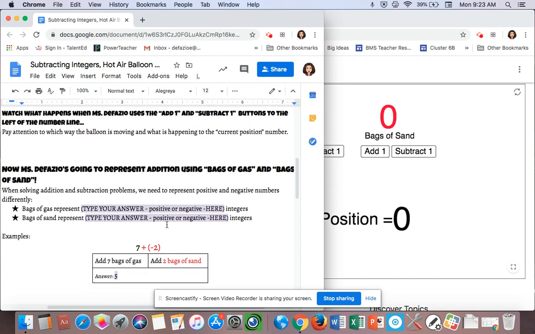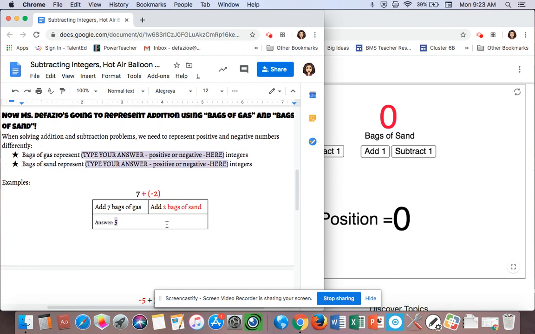All right, now we're going to be looking at this part. We're going to be actually doing some addition problems. So when solving addition and subtraction problems, we need to represent positive and negative numbers differently. So we can't just click all the buttons and expect the positives to go one way, the negatives to go another. So we have to kind of come up with some common rules here. So type your answer here. This is where we're going to be typing.